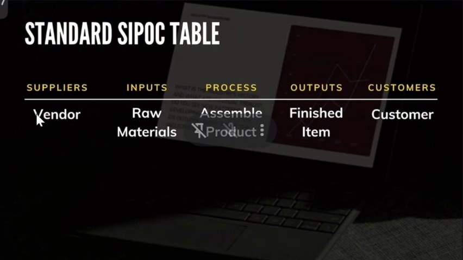So from the vendor, they provide the raw materials. Then to the process, i-assemble na ang product, and then to the output, it is the finished item, and then sa customer, the finished item will go to the customer. So the customer will or can buy the finished item.